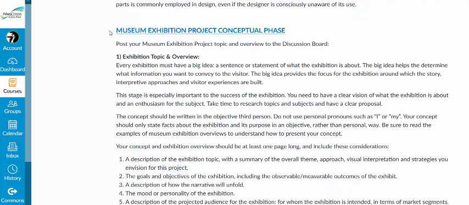This week, you'll turn in the conceptual phase of your museum exhibition project. And this is going to be your exhibition topic and overview. Remember, you're creating a museum exhibition on a specific topic of graphic design. The overview is your big idea or statement of what the exhibition is about. This helps to determine what information you want to convey to the visitor. And this stage is especially important to the exhibition because you need to have a clear vision of what the exhibition is about, and you need to take the time to research topics and subjects and have a clear proposal.